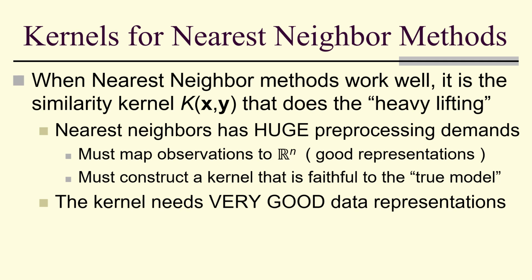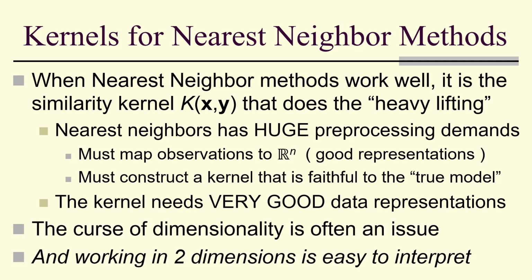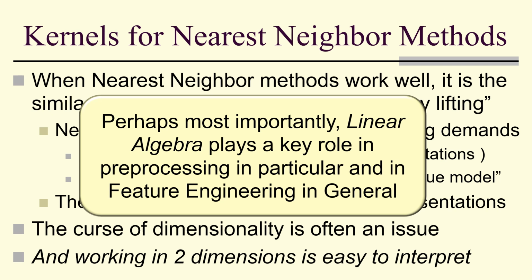But this means that the kernel needs very good data representations to get suitable and appropriate similarity measurements. The curse of dimensionality is often an issue, but working in 2 dimensions is easy to interpret. And perhaps most importantly, linear algebra plays a key role in preprocessing in particular and in feature engineering in general.